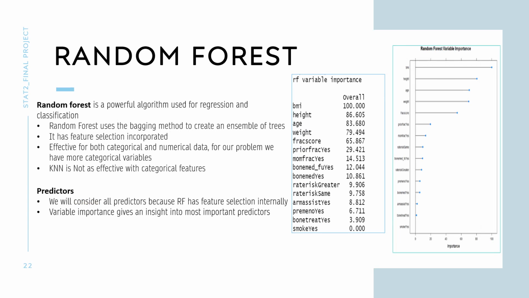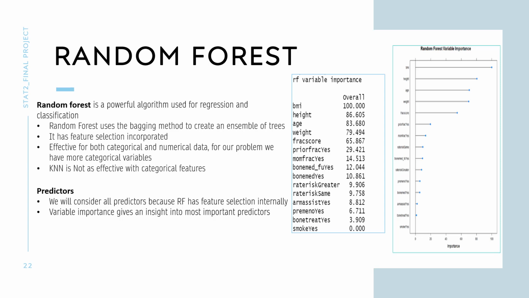Random forest. We have decided to use random forest as a non-parametric model because it uses bagging, it has feature selection incorporated, and more importantly, random forest is highly effective for both categorical and numerical data. This is of course a limitation of KNN. We believe that random forest will be one of the potential models for dealing with this problem because, as we have mentioned before, the decision boundary of this problem suggests that a non-parametric model would be more appropriate for it.